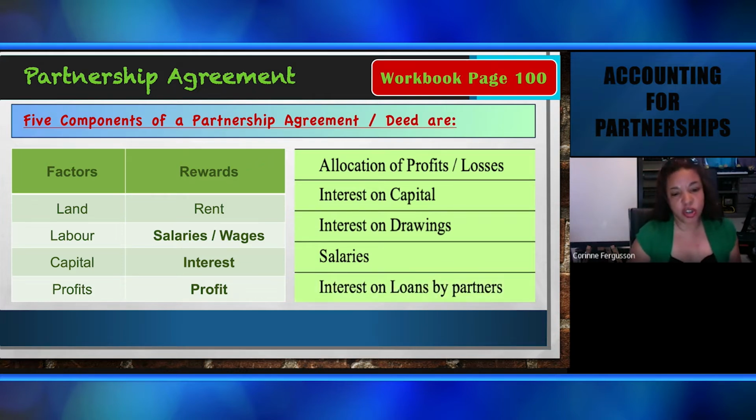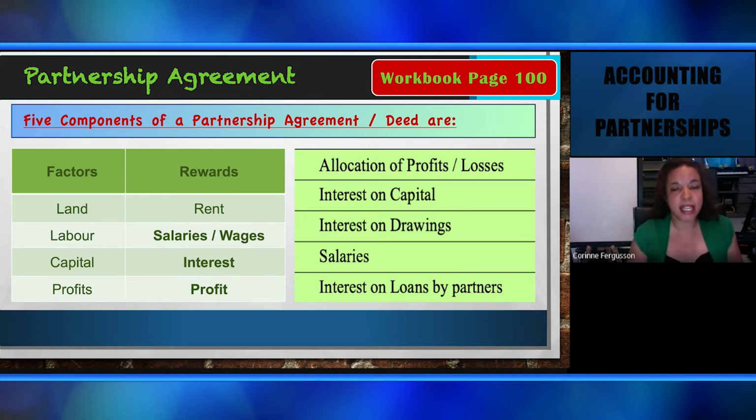And then interest on loans. Sometimes the partners may not want to invest capital because, you know, when you invest capital, that means that if the business goes down, you get back that money last, or you may not get back that money at all. Remember, unlimited liability, you lose that money and you could probably lose your own personal private assets.